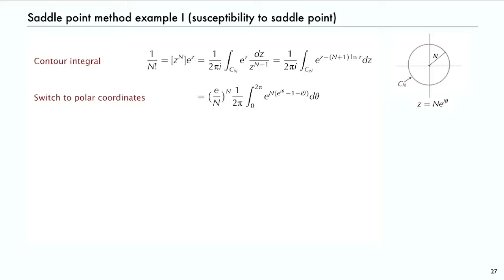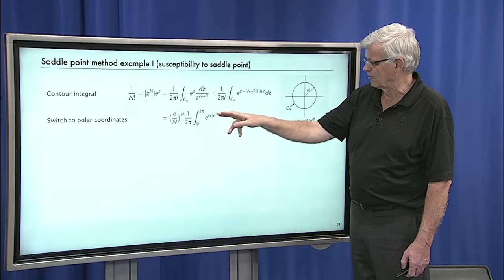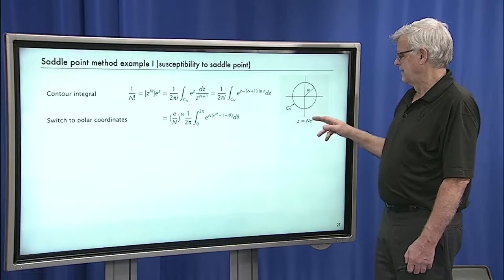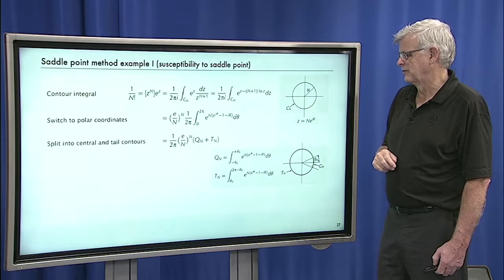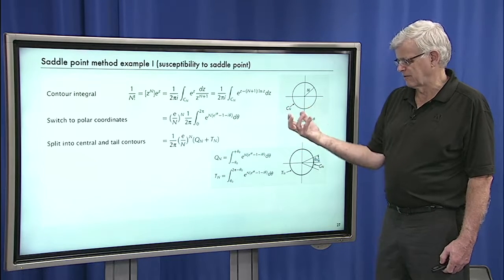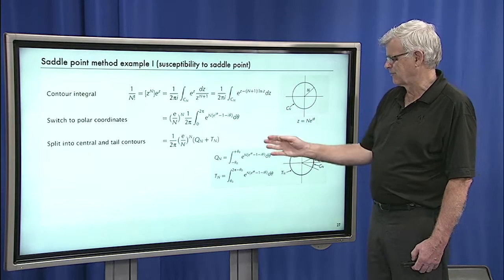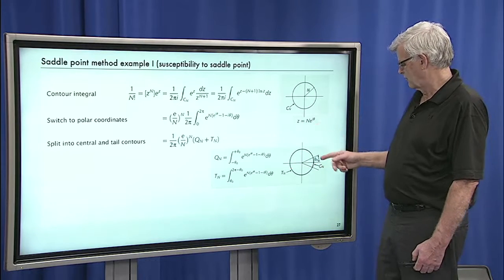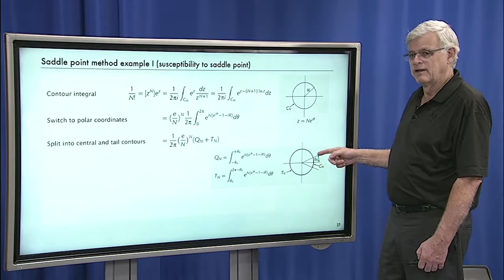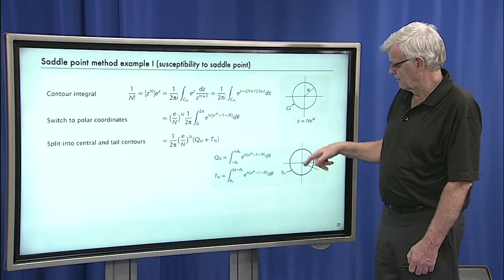First thing is to just switch to polar coordinates, z equals n e to the i theta, and you just plug that in there, and most of it comes out, the e to the n over n comes out, and all that's left is the integral from 0 to 2 pi of e to the (n e to the i theta minus 1 minus i theta). That's just a simple substitution. So now what the saddle point method requires is that we're able to split it into two contours, one for a little part close to the saddle point, and then the rest for the tail, which is all the rest of the circle.